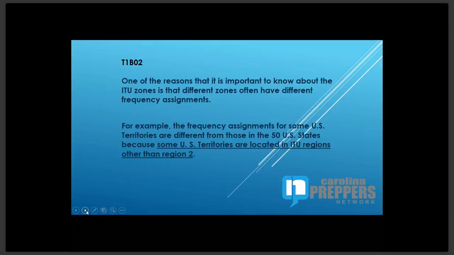One of the reasons that it's important to know about the ITU zones is that different zones often have different frequency assignments. And that's really the biggest difference, is the frequency assignments. That and ITU also delegates what paperwork you must have. Reciprocity. I can't always remember how to say that word. Try to say it 10 times fast.